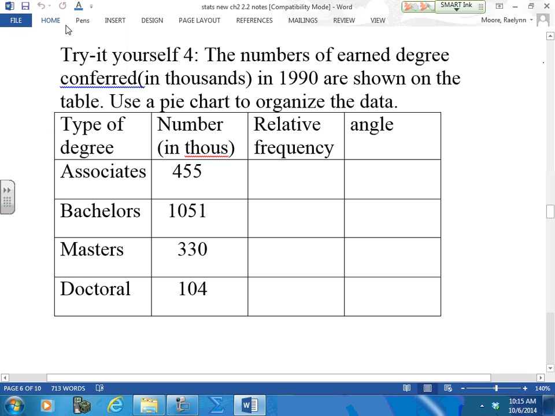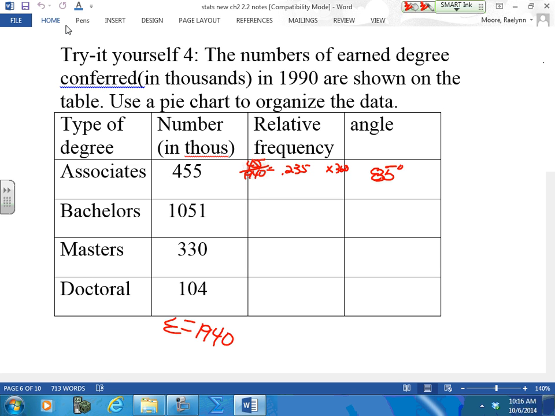So when you total this column, what is this total? 1940. Okay, part over whole. 455 over 1940. So what does that come out to be? 3 decimals. Okay, if we multiply it by 360, we'll get the angle, which is 85. 85 degrees? Is that right? Yeah. Okay.